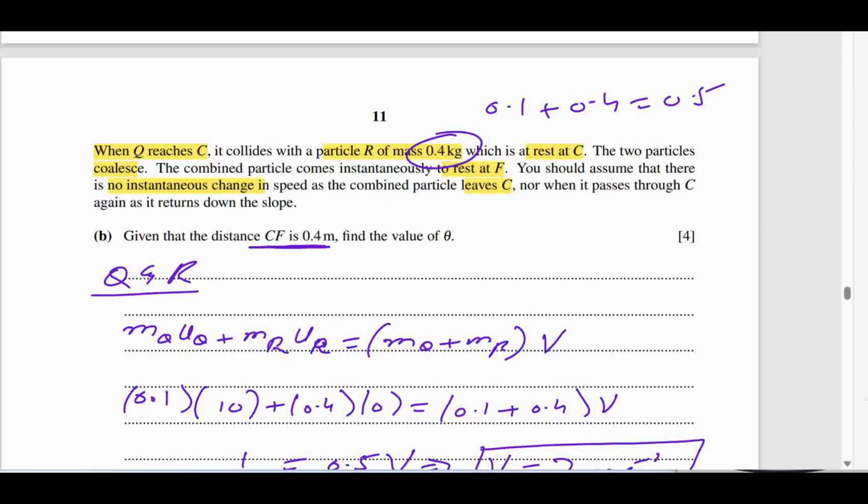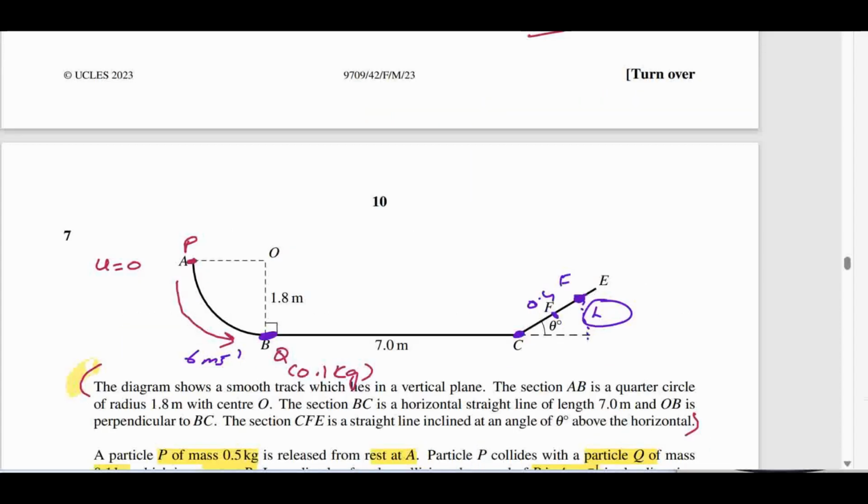Velocity of particle Q, that was 10. It is given that it is 10. Now here you can see that it is 10. Initial at the particle of Q, this is 10. So velocity is 10 and from the distance of B to C is 7 meters.